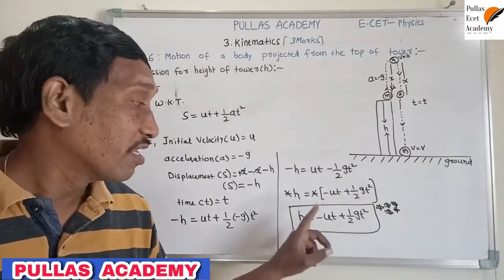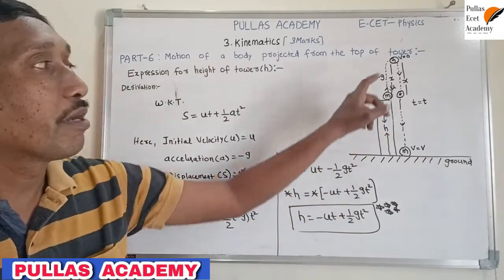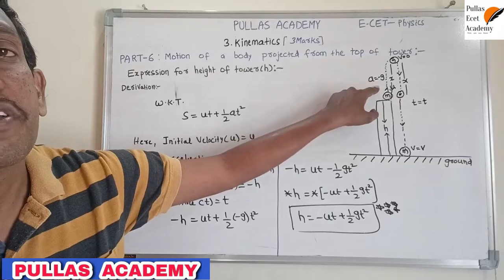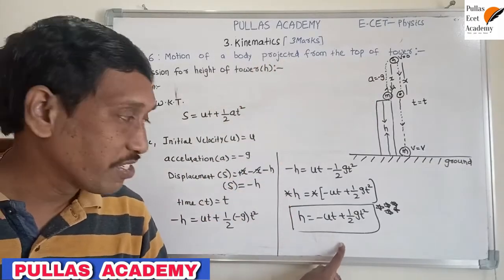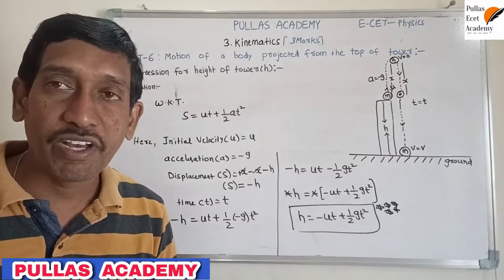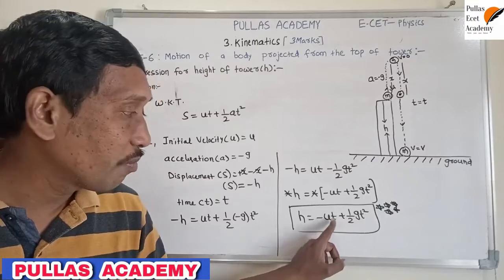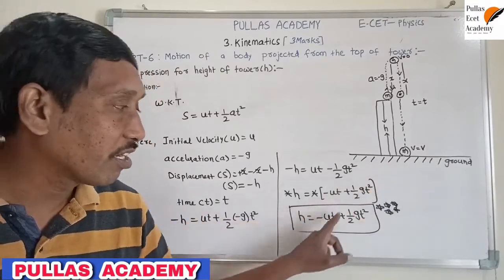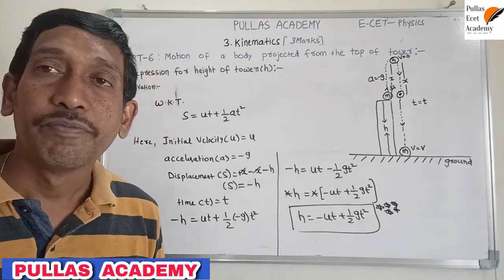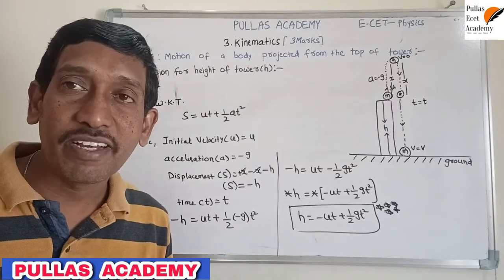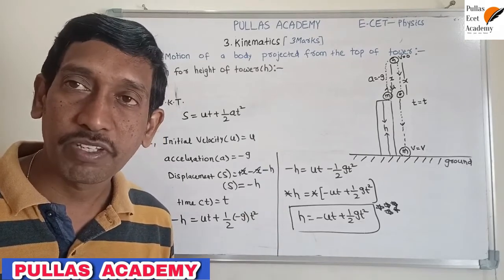half gt square. This expression stands for the height of the tower when the body is projected upwards. When the body is projected upwards, the height of the tower formula is what? Minus ut plus half gt square. g is a known value. Just you know what the projected velocity is and what the time taken to reach the ground is, then substitute in the formula, you get the height of the tower. This is the procedure to measure the height of the tower. I hope you understood. Clear?